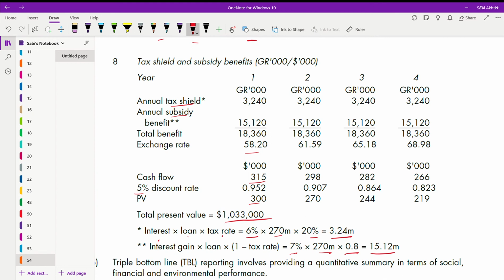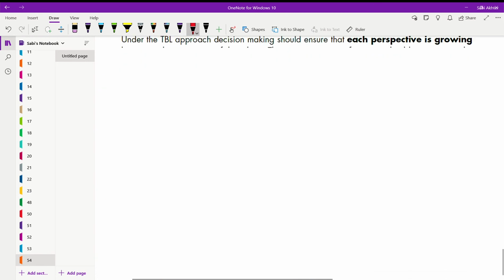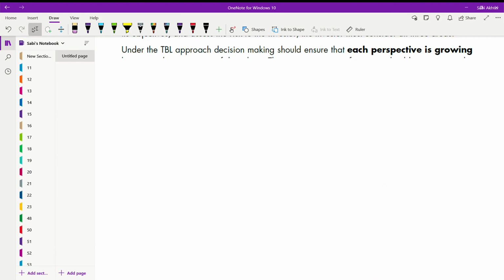Subsidy benefit and annual tax shield, the way you calculate is different. Right? So that's it, you have to understand. By now you must be a pro in all the calculations.